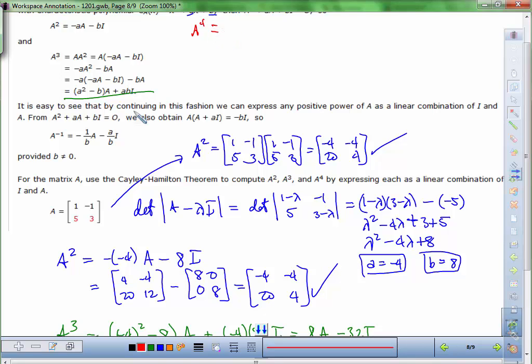Well, we can look at A to the fourth as A cubed times A, or we can look at it as A squared times A squared. Either way, I think, would be reasonable. One way would probably be easier. Let's look at it as A squared times A squared.